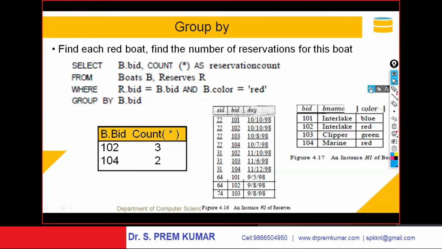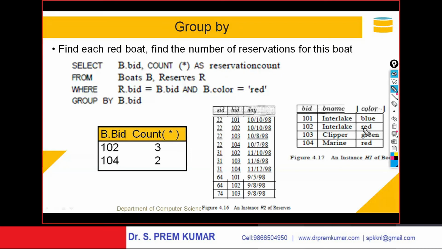You observe here your question is: for each red boat, find the number of reservations for this boat. For each red boat, how many reservations happened? This is being done with the help of joins. Boats and reservations are joined, as a reservation count.